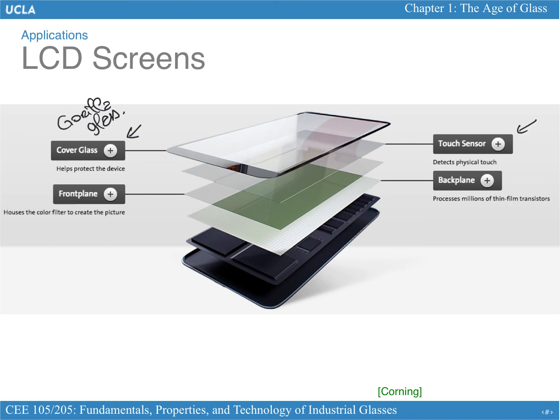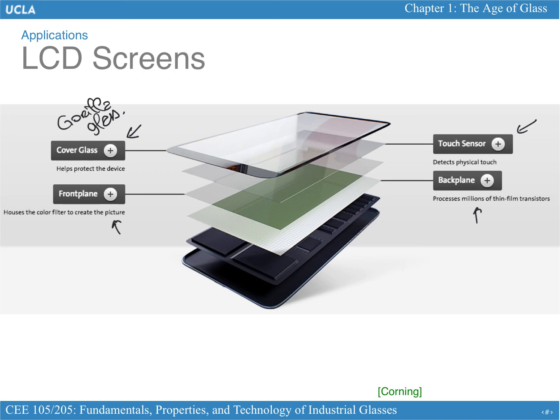Then you have the glass that is used for the touch sensing feature. So this is the glass that is used to detect your finger and interact with your smartphone. And then you have some glasses that are the front plane and the back plane. Those are the glasses that are used as substrates for the screen itself, for the LCD screen.